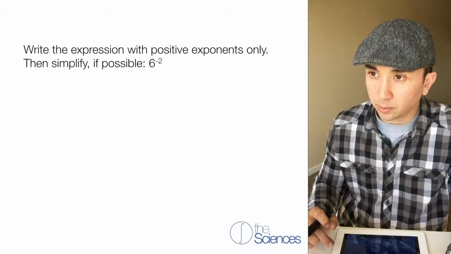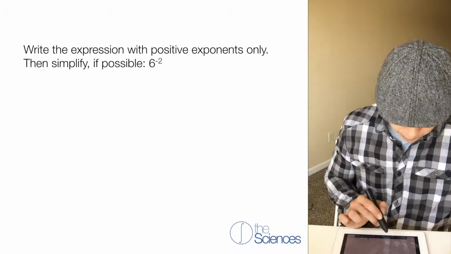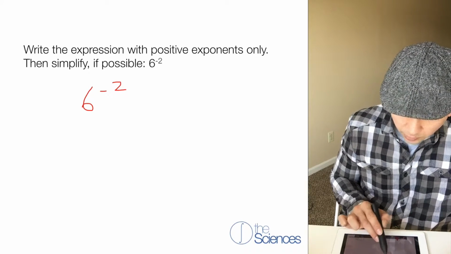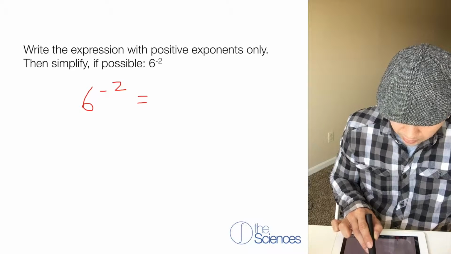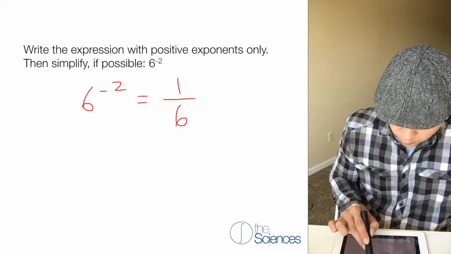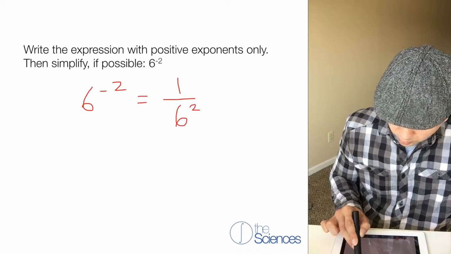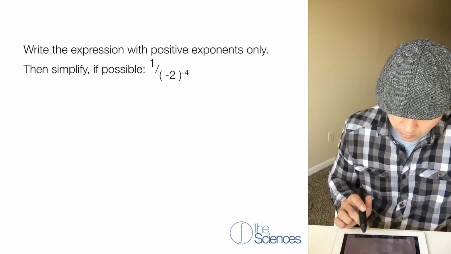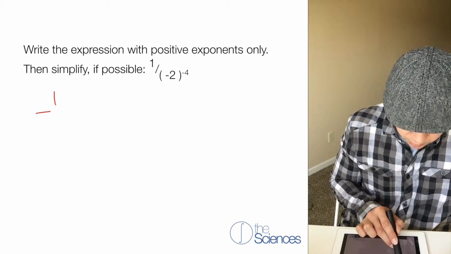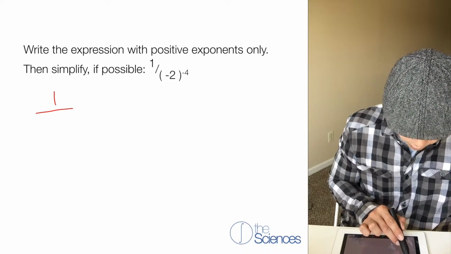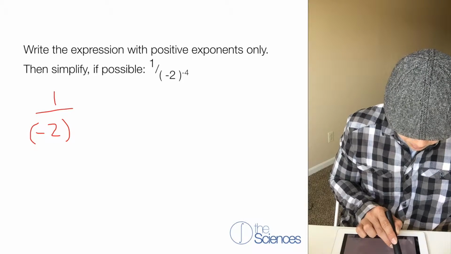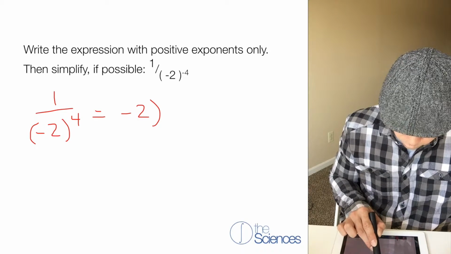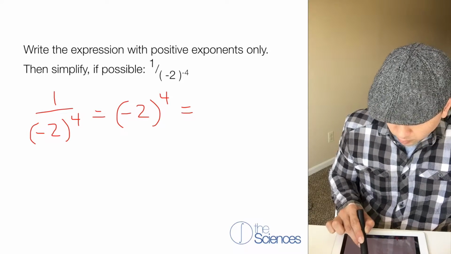So let's do an example. Here we have 6 to the negative 2 power. So we're going to write that as 1 over 6 squared, or 1 over 36. Now here we have 1 over negative 2 to the 4th power. And then we're going to rewrite that as negative 2 to the 4th power, or 16.